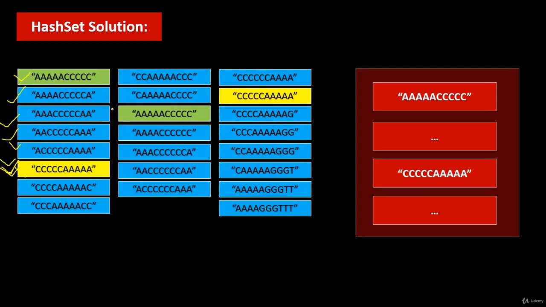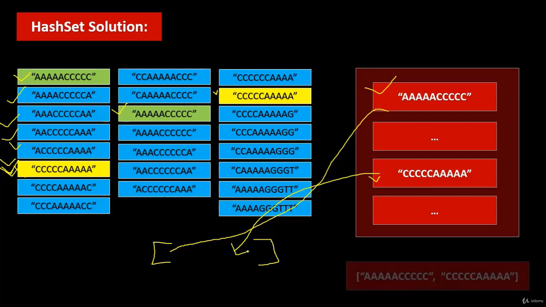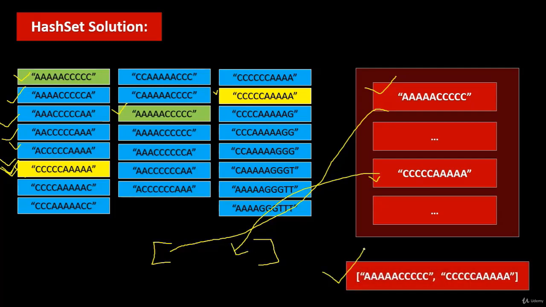And then whenever we reach this string here, we see this already exists in our set, so we'll add that to our list. Okay, we'll add that to our list, and then when we reach this substring, we see it exists in our set, so we will add it to our list. Okay, so finally we will return this list.